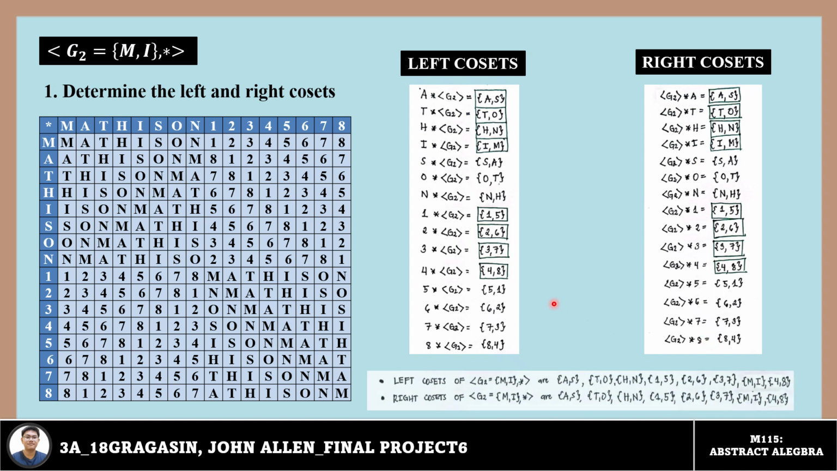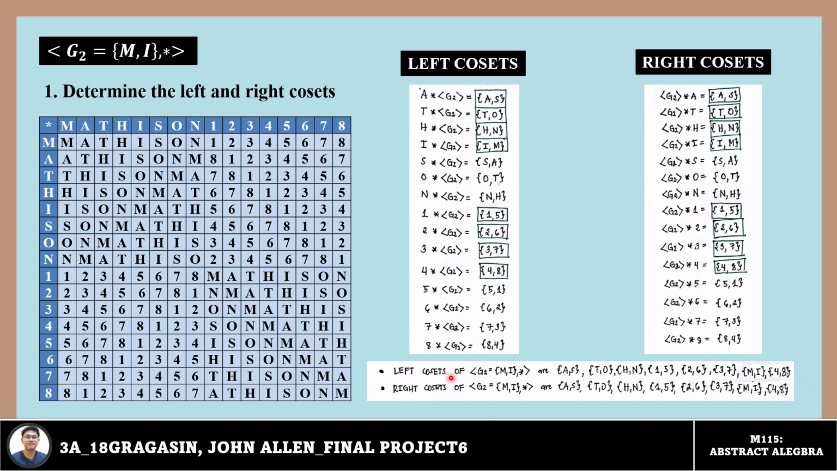So in conclusion, we have here the left cosets of G sub 2 are A and S, T and O, H and N, 1 and 5, 2 and 6, 3 and 7, M and I, and 4 and 8. For our right cosets, we have here the elements A and S, elements T and O, elements H and N, elements 1 and 5, elements 2 and 6, elements 3 and 7, M and I, and 4 and 8.